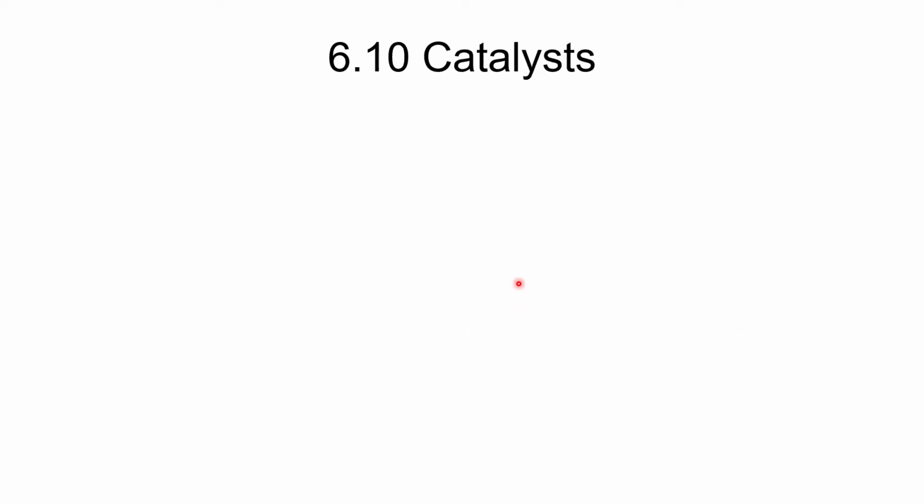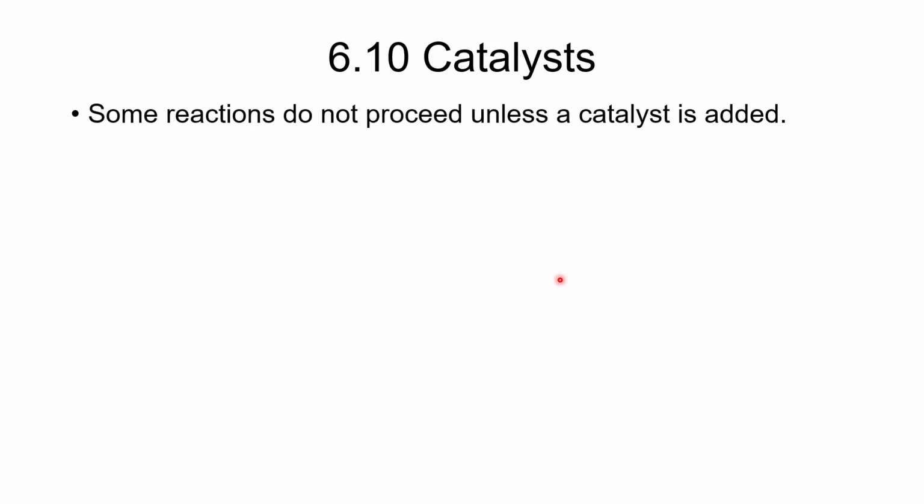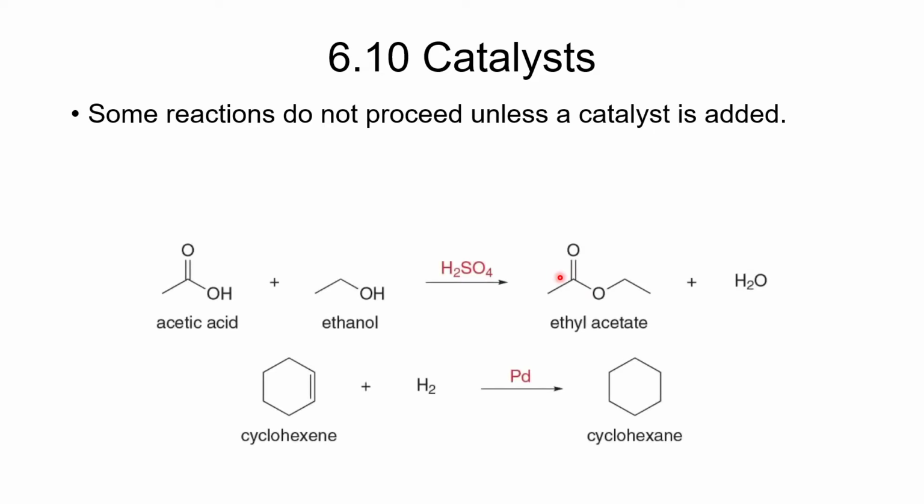The final part of Chapter 6 is looking at catalysts and how catalysts change the rate of reaction. So we'll find that there are certain reactions that don't proceed unless we have a catalyst added. Here are a couple of examples. If we just take acetic acid and ethanol and don't put in any sulfuric acid or other acids, we'll find that this reaction doesn't happen, or at least doesn't happen at any reasonable rate. But when we put the sulfuric acid in there, that speeds up the reaction tremendously, and so we're able to make ethyl acetate and water.